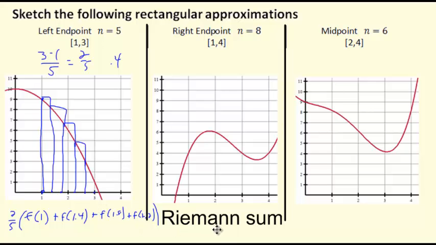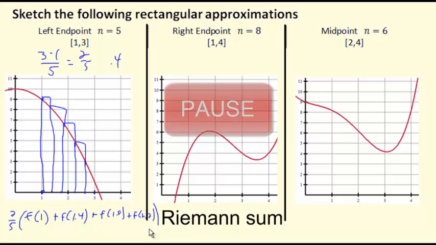Don't freak out if you see the Riemann sum. It means make these rectangles your left endpoint, right endpoint, or midpoint. And this is going to expand it, and this is going to kind of be our definition to antiderivatives. All right, go ahead and pause it. Try the next two, see how you do.